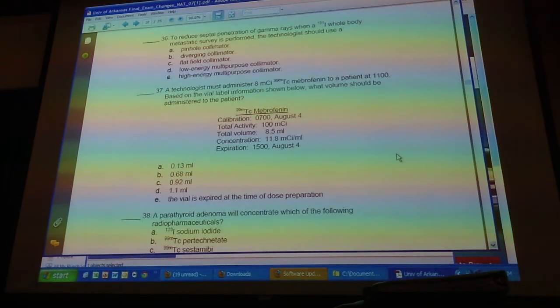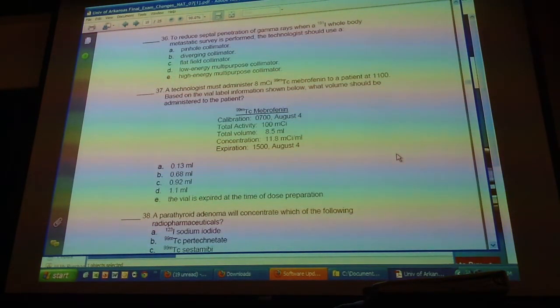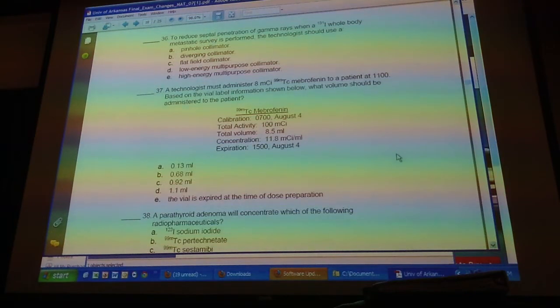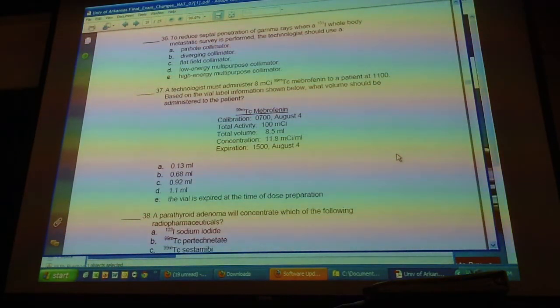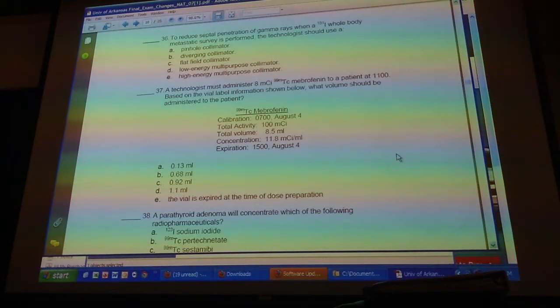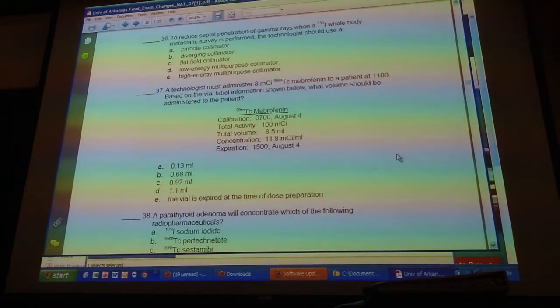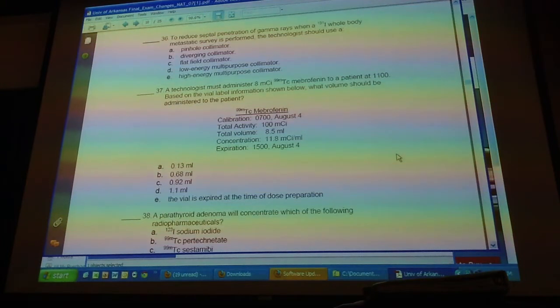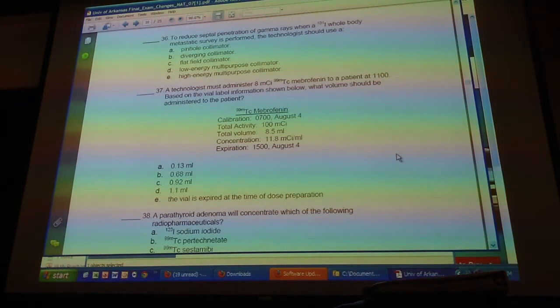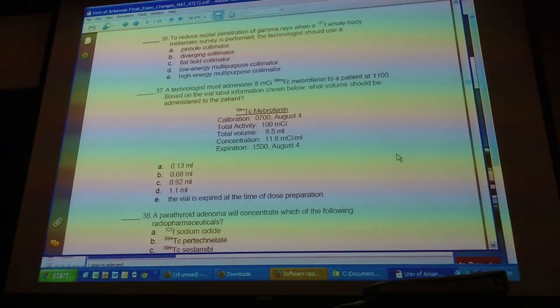Be careful with these questions, because anytime they have something that says the vial is expired, take a look at that, because sometimes they'll have a calibration time where it expires. Has this vial expired? No. No, so you're still good. Okay, so what's your volume?